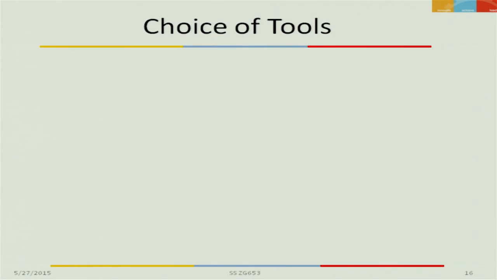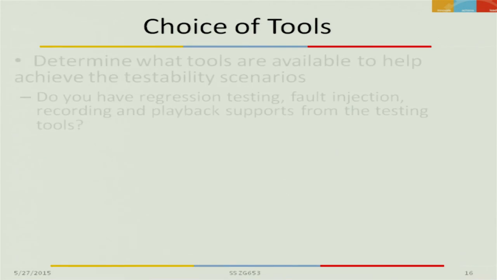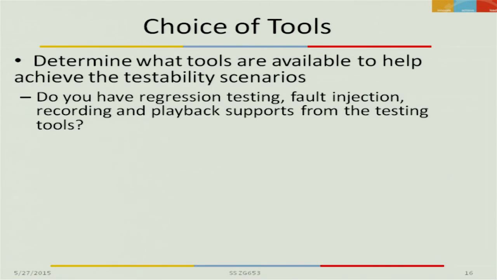Choice of tools is a very important part when you are doing the testing. As an architect, you must select a set of appropriate tools. Determine what tools are available to help achieve the testability scenario. When you have captured the testability scenario or a set of testability scenarios, you must understand whether you have tools to really realize such a testability scenario.